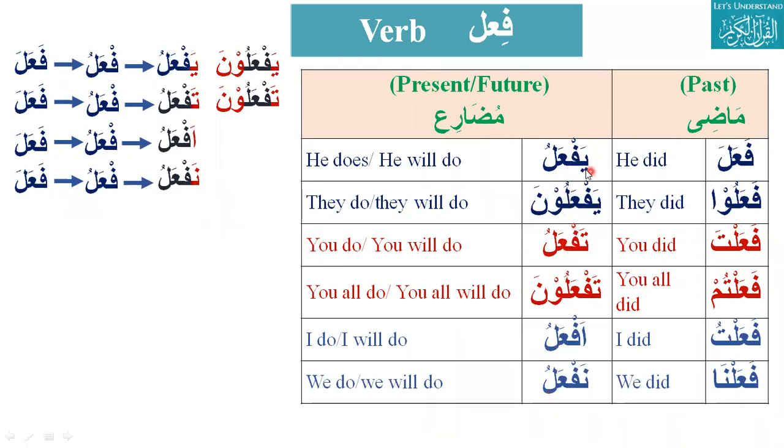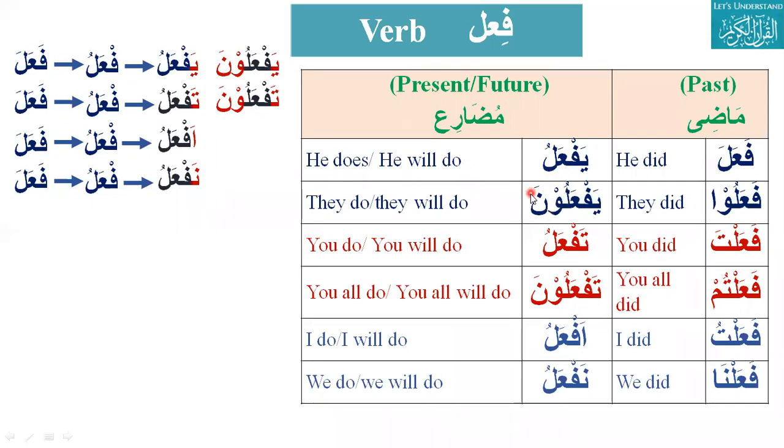Here, this is fa'ala, but in mudare it comes yaf'alu. He does or he will do. So it will have both meanings, present and future. But the question arises when we have to say it, he will do or he does. Initially, we have to remember it. Yaf'alu means he does or he will do. When you see the application of this, from the context it will be very easy for us to recognize that. And there will be other things also. So for the time being, yaf'alu, he does, he will do.